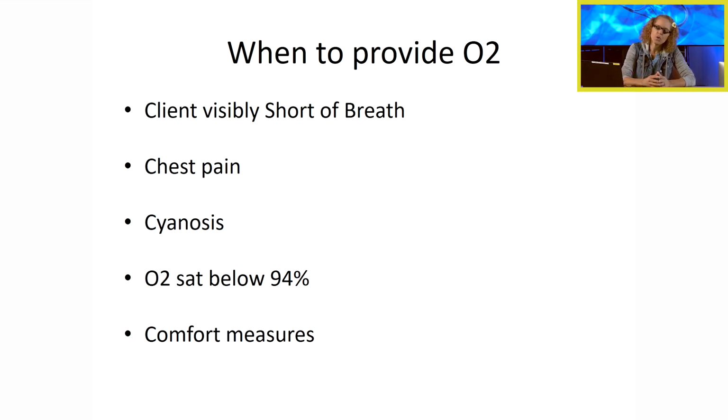So for example, we might use oxygen for end-of-life care to keep our patients comfortable. So meaning that none of these other things are happening. The SpO2 is not below 94. We're not seeing chest pain or cyanosis or visible shortness of breath, but oxygen has been ordered in this instance just to keep the patient comfortable.